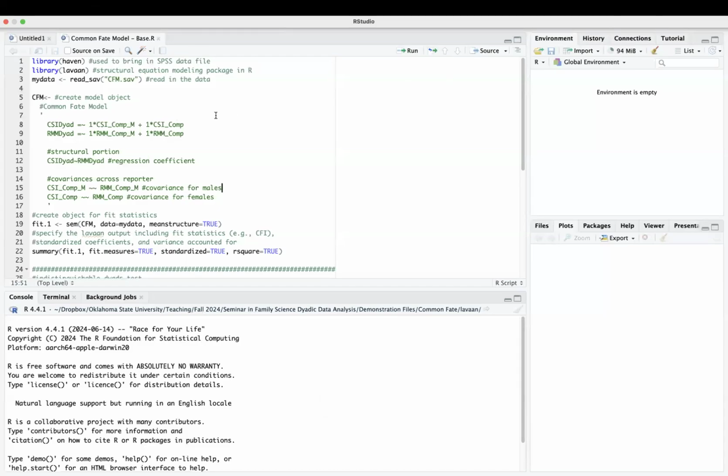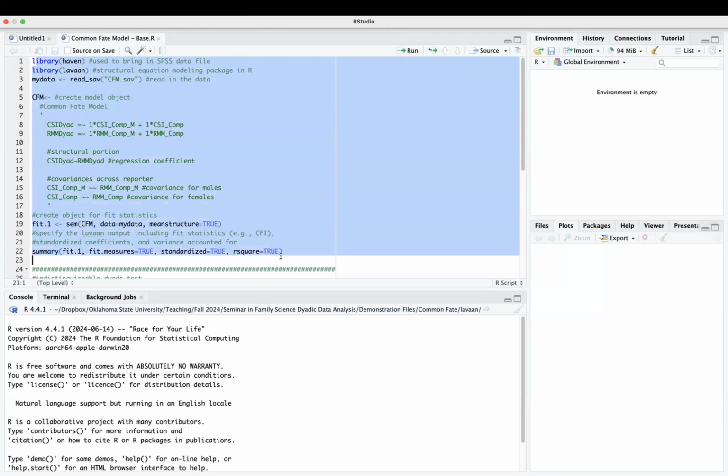Hello, everyone. In this video, I am going to be walking you all through testing distinguishability within the context of the common fate model. In a previous video, I had gone over the common fate model, and you'll see the syntax here. What we are going to do is build on that model by, again, testing distinguishability.